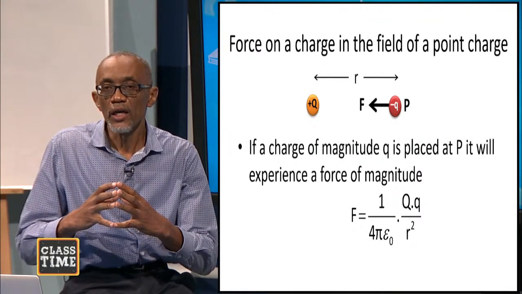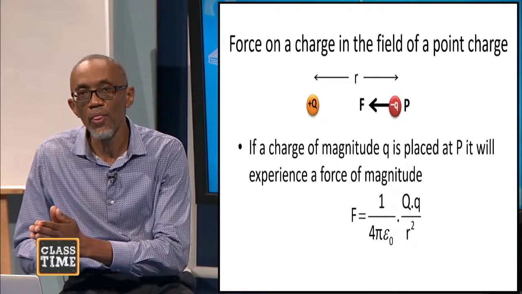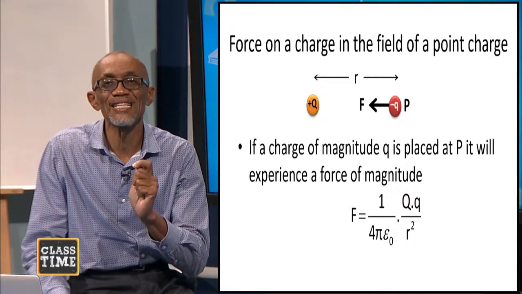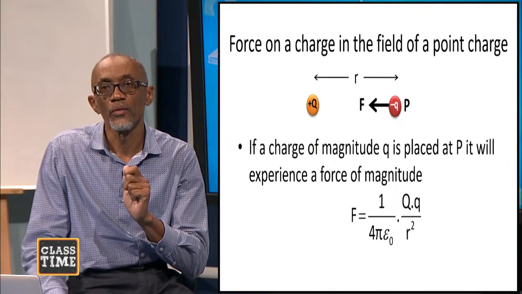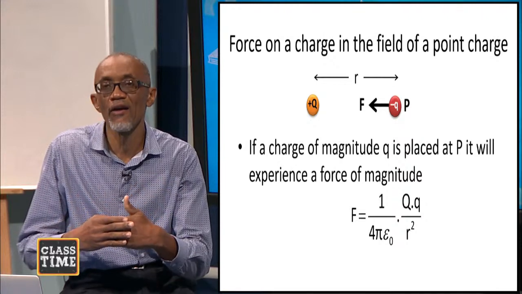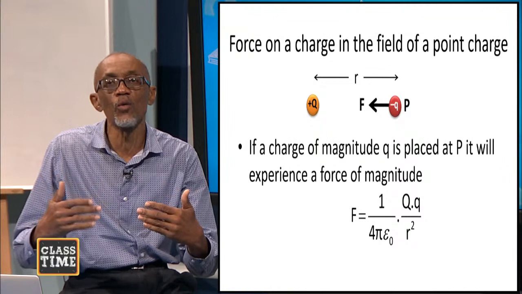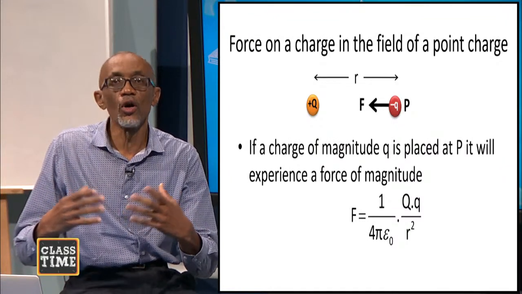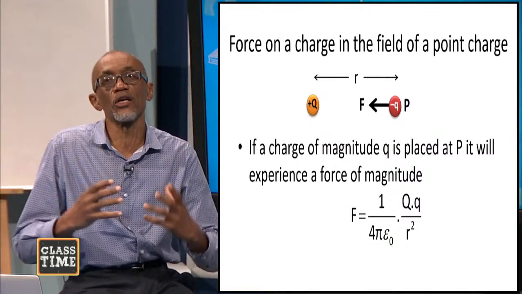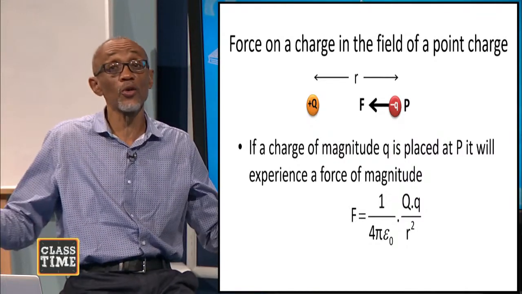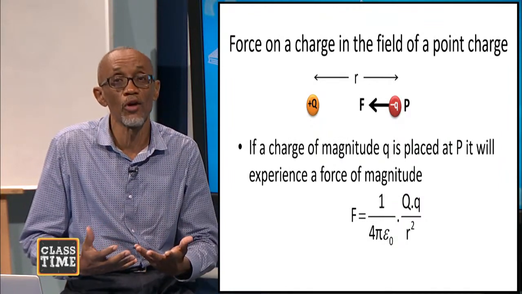So capital Q exerts a force on little q, and little q will exert an equal and opposite force on capital Q. All right, so the forces are what you call Newton's third law forces. They are equal and opposite. You know, we exert the same force on the earth that the earth exerts on us. But it's just that the earth is so big we can't move the earth towards us. But the earth can move us towards it.